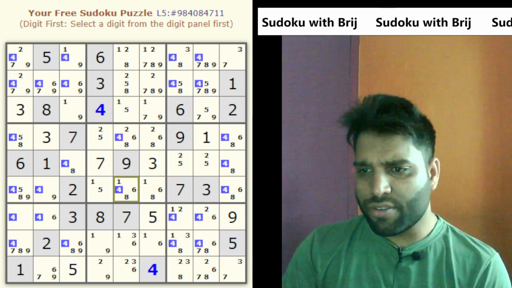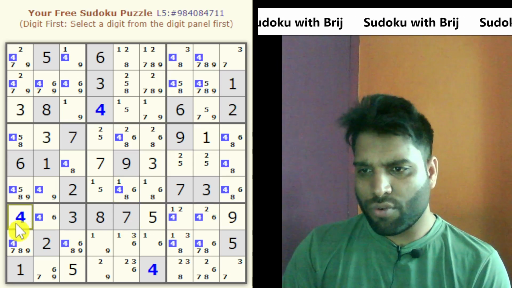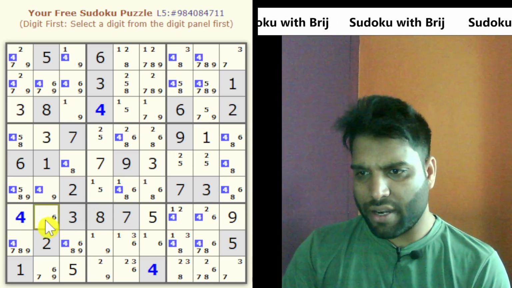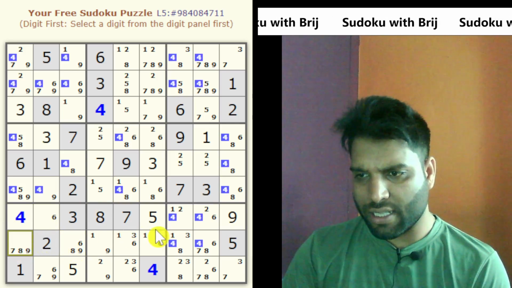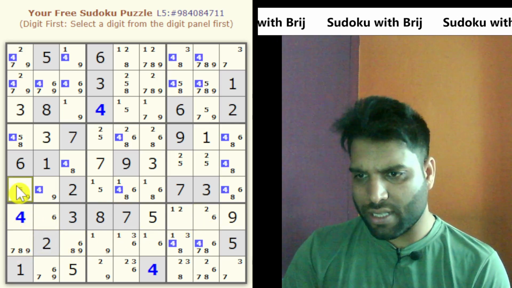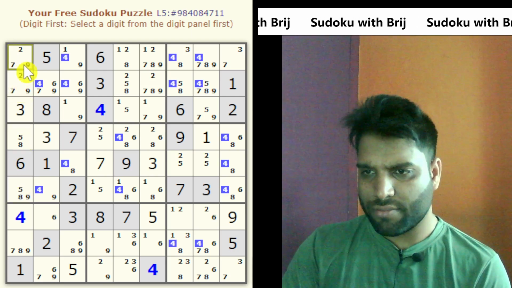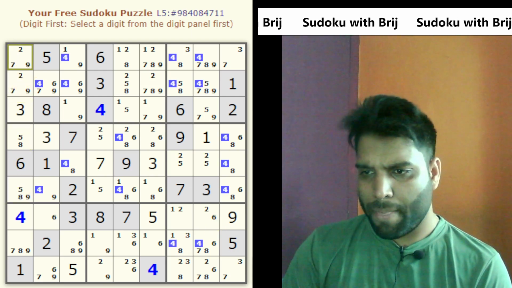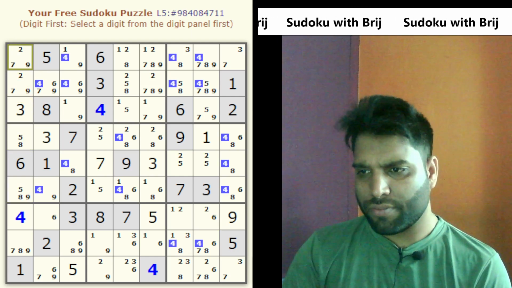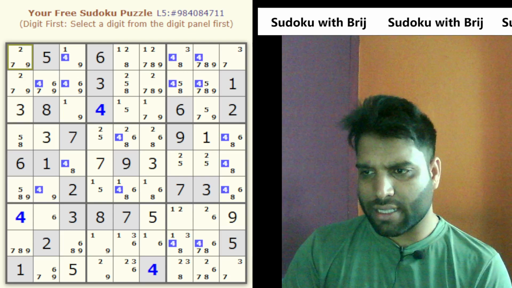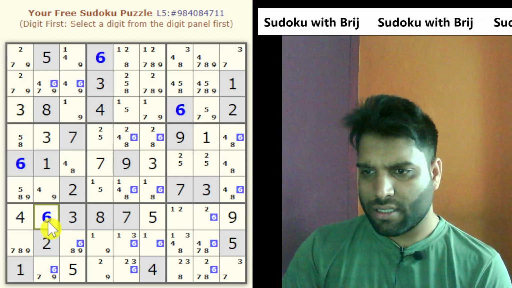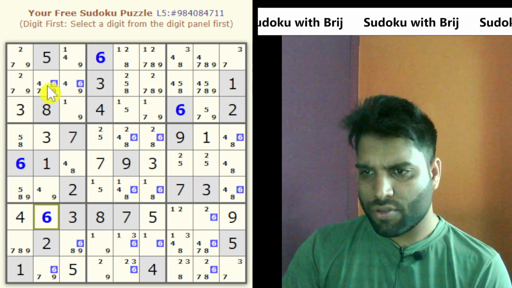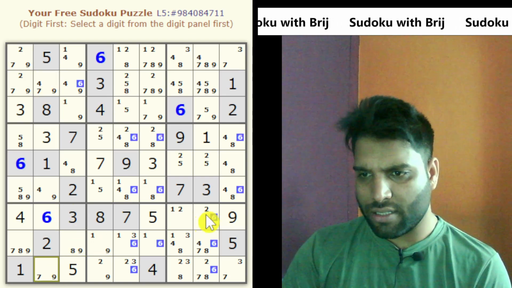Let's move on to 4 again. 4 should be here, naked single, and now we can remove 4 from these three cells, and also from these two cells, and also from these cells. So, 6, let's move on to 6. 6 should be here, so I can remove 6 from this cell and these cells and this cell.